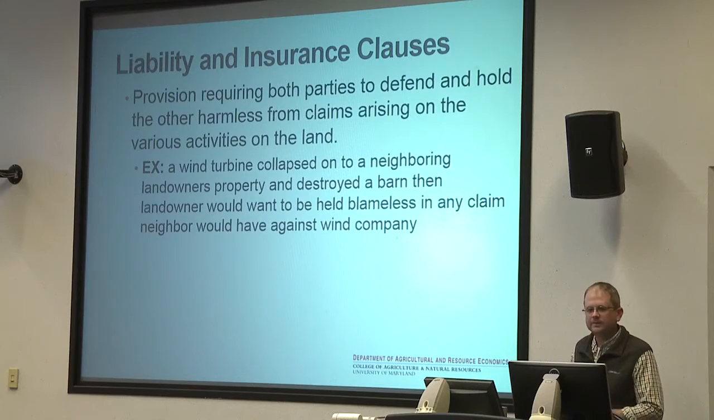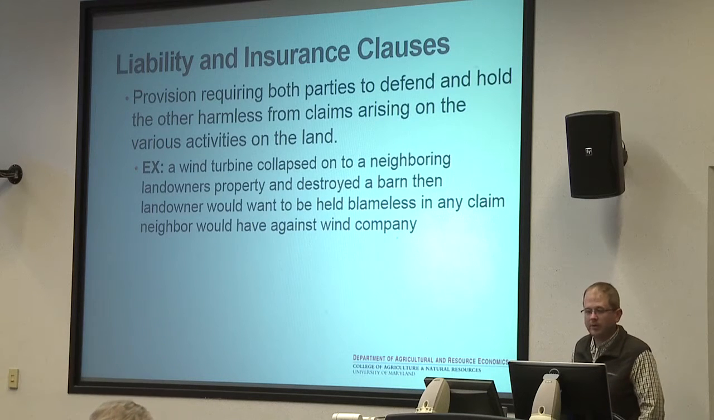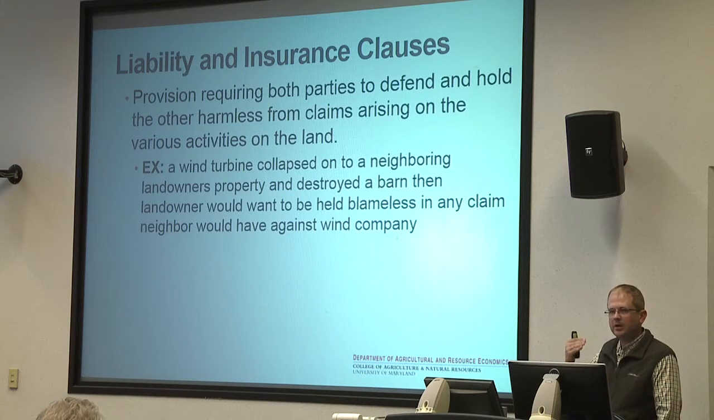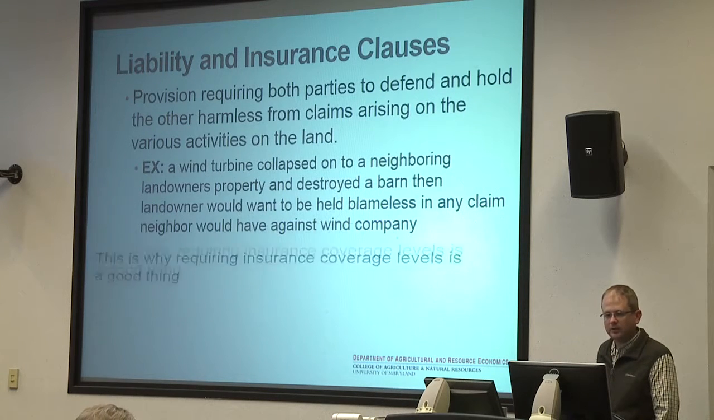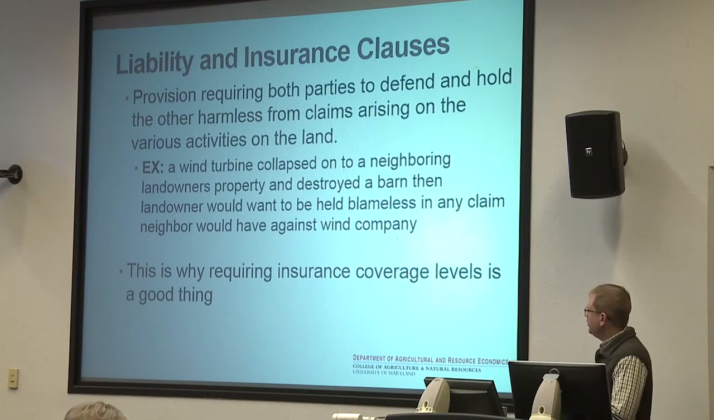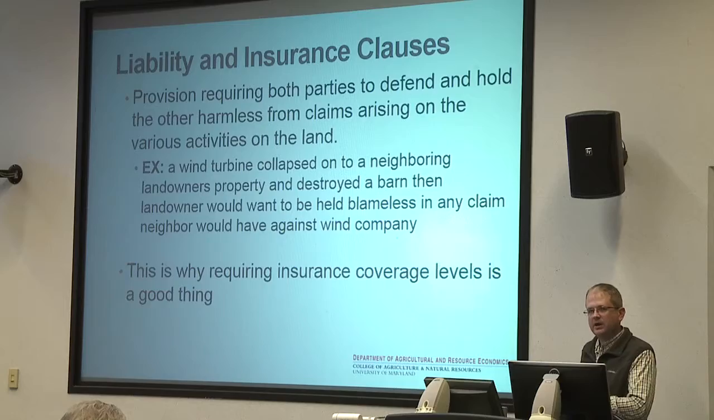An example is almost always with a wind turbine, there's probably not going to be a solar turbine collapse destroying something. And there usually are setback requirements that will prevent this from happening and hitting neighboring property. But if something were to happen and cause damage, who gets this? Who is suing who at that point? And who's included in the lawsuit? This is why potentially requiring insurance levels is a good thing. I think we talk about insurance clauses. There may be clauses in there that require them to carry insurance up to a certain value. There may be clauses in there requiring you to carry insurance of a certain value as well.